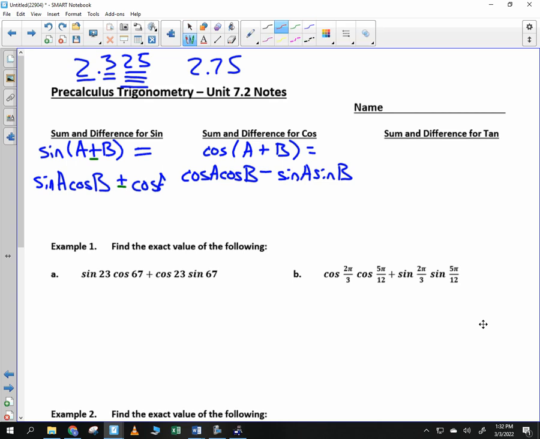And it does work out in this situation that if you were to change this to minus, then this would be changed to plus.